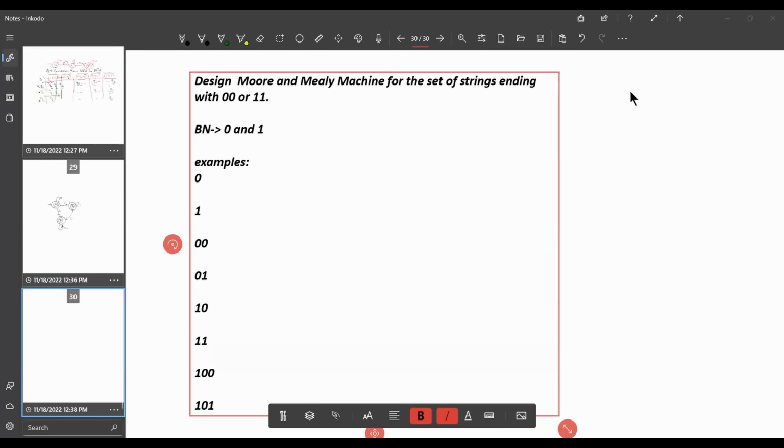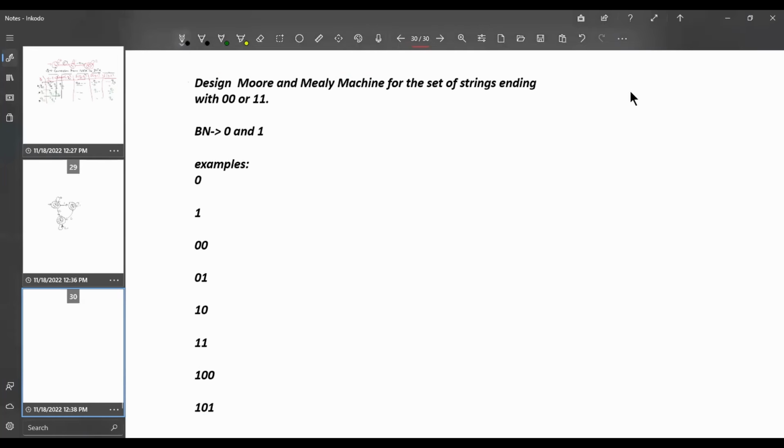Today we will design Moore and Mealy Machine for the set of strings ending with 00 or 11. So we are having bits like 0 and 1, that is nothing but the binary number system. So here we are having binary numbers 0 1 0 0 0 1 1 0 1 1 1 0 1 0 1, that is numbers from 1 to 5.